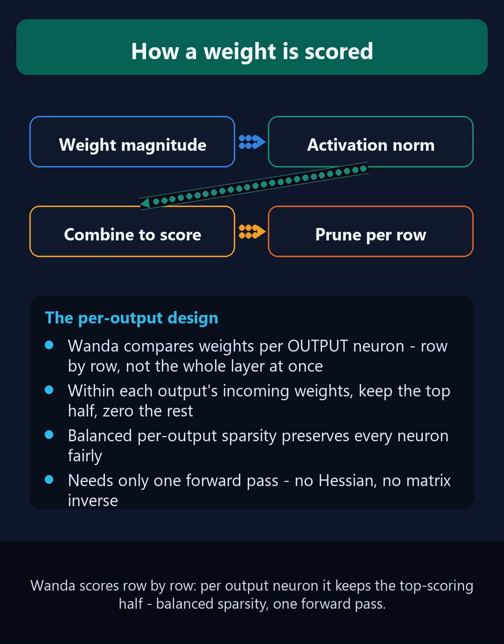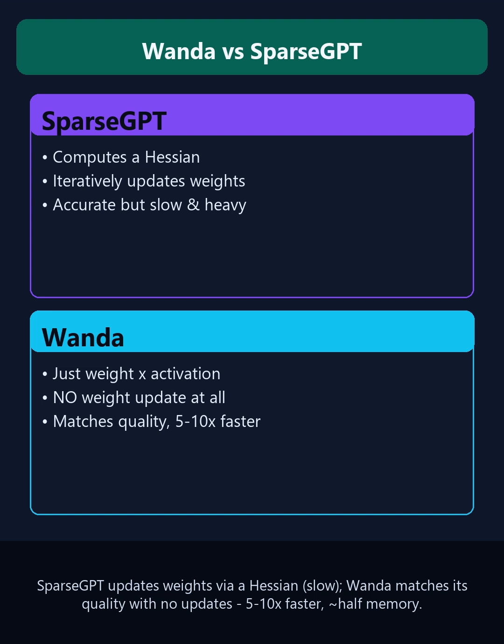and no matrix inverse. How does Wanda stack up against SparseGPT, the strong prior method? SparseGPT is accurate but heavy. It computes a Hessian and iteratively updates the remaining weights, which is slow and memory hungry. Wanda matches its quality at 50% sparsity, while doing no weight update at all, running 5 to 10 times faster on 70 billion models and using roughly half the peak memory. Simplicity at almost no accuracy cost.